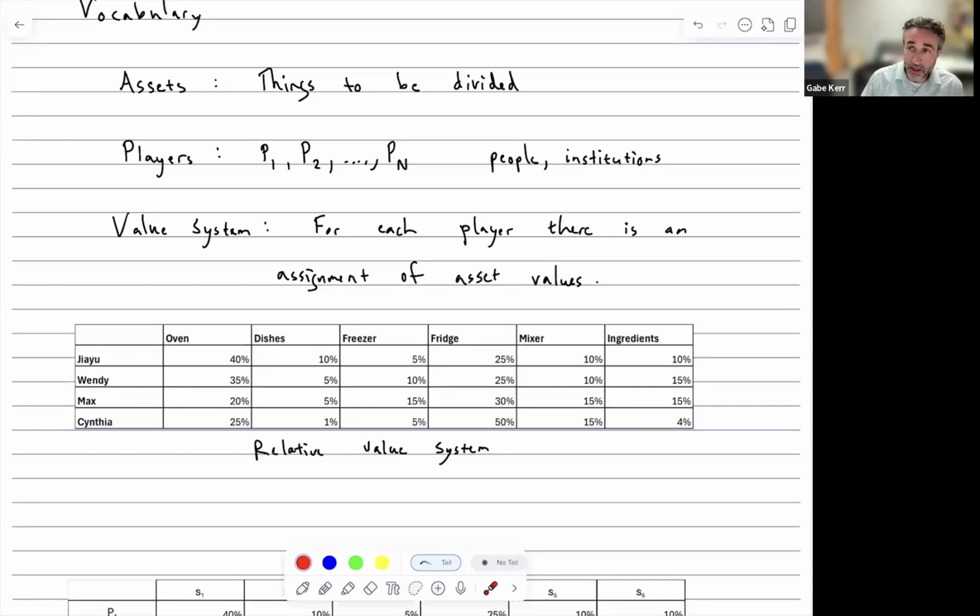Every individual thinks of the value of things differently. So there's no objective value. There's no one coming in and saying, oh, the oven is worth that much, dishes are worth that much, and so on. It's more that every individual has their own assessment of the value of the various assets.